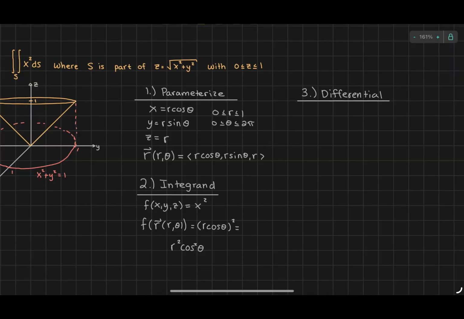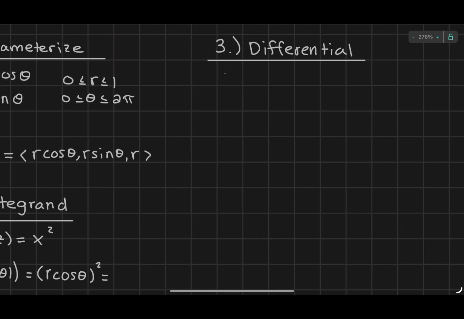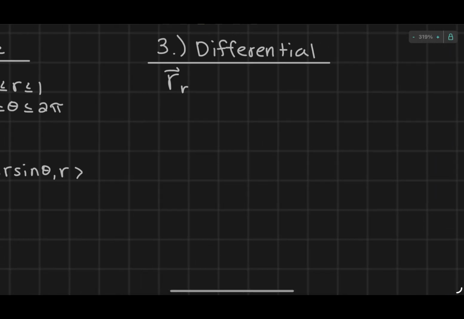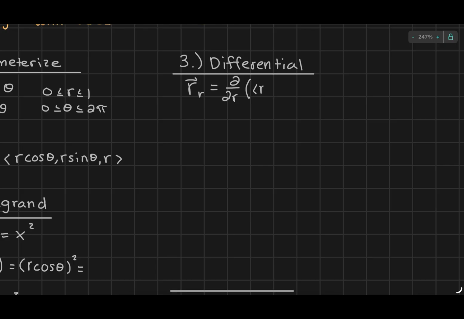Differential, recall that we are going to have our r sub u cross r sub v, and then we're going to be taking the magnitude of that. And like I said earlier, when doing scalar surface integrals, the order actually doesn't matter, meaning we could do r sub v cross r sub u if we really wanted to. But I'm just going to go down the line here. We're going to have our r sub r, so we're going to be taking the partial derivative of our parameterized surface with respect to r. And our parameterized surface is r cosine theta, r sine theta, r.